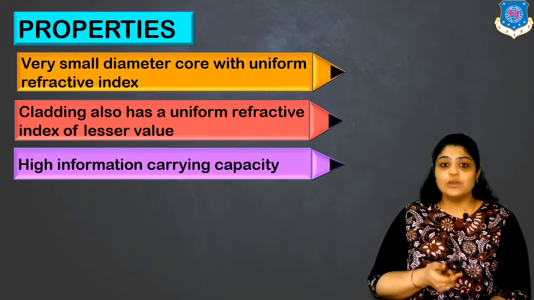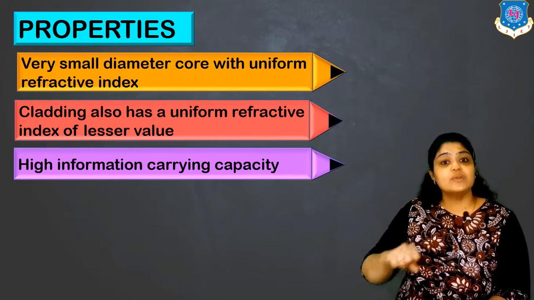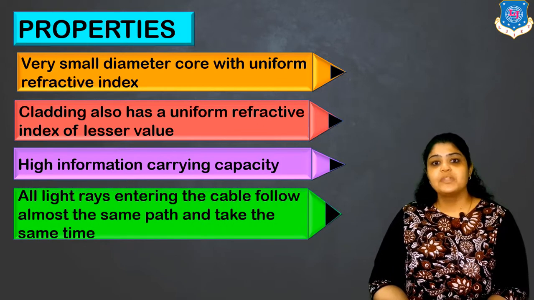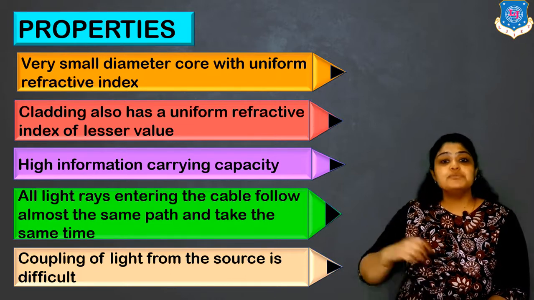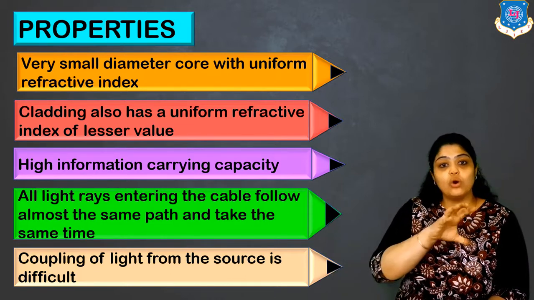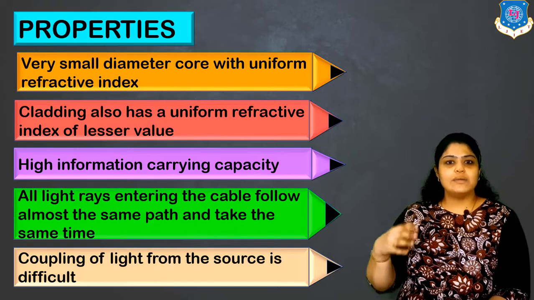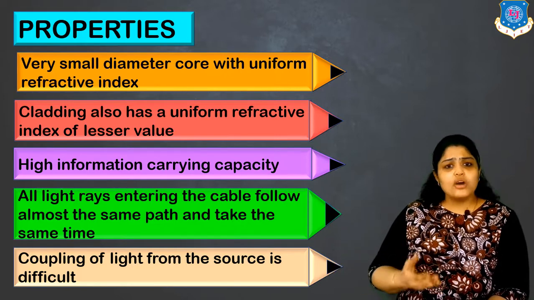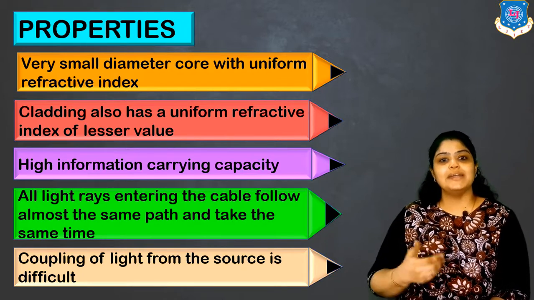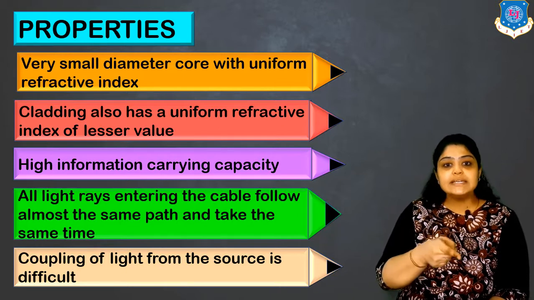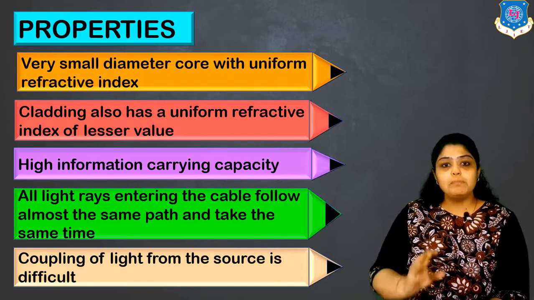Next, you have high information carrying capacity. Why? Number one, attenuation is less because it's a glass fiber, and single mode. So the entire information together is carried without any data loss. Light rays entering the cable follow the same path and take the same time to reach the output end because all the light travels as a single line. There is only one disadvantage of this type of cable: because the diameter is very, very small, it is difficult to couple light into the cable. What is coupling of light? It is sending your data in the form of light into the cable. That is a bit complex process.